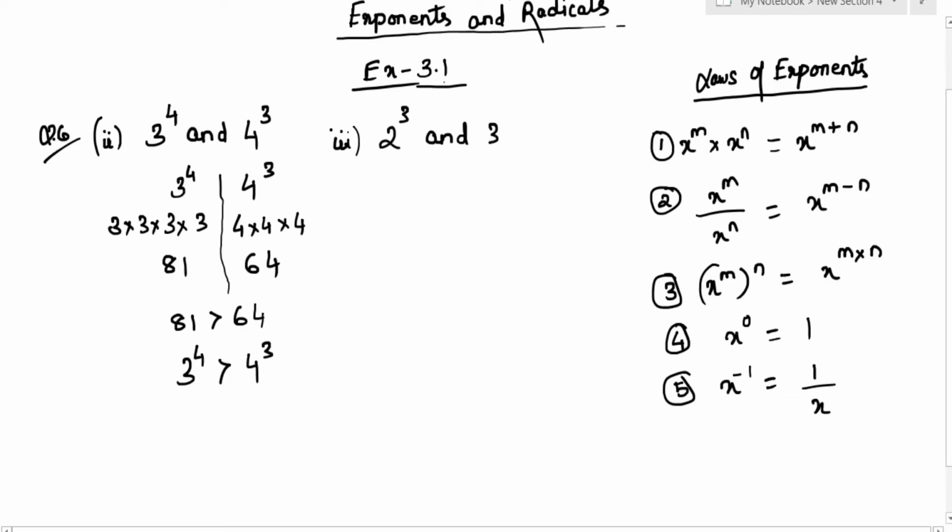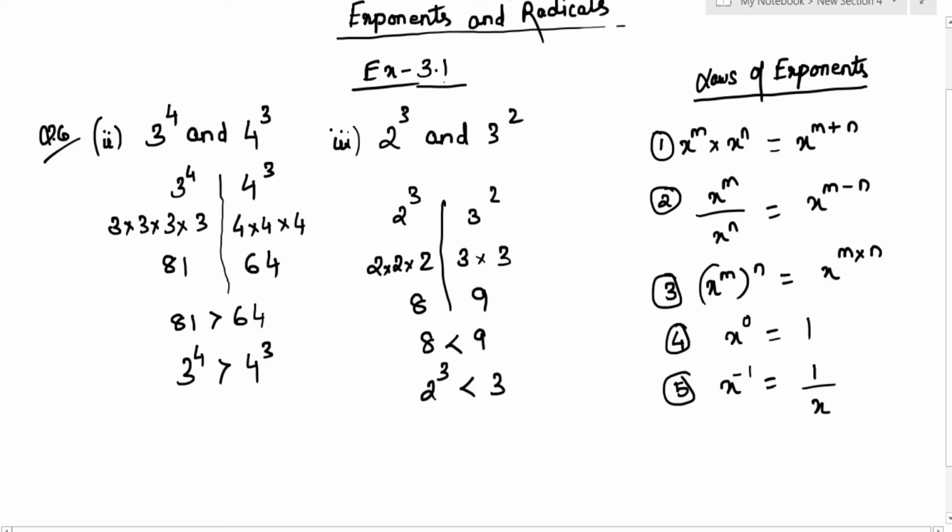Who is bigger? Again we'll calculate and we'll find it out. 2 to the power 3 and 3 to the power 2, that is 2 into 2 into 2. Here it is 3 into 3. So here it is 8, and here it is 9. So 8 is less than 9. So therefore we'll write down 2 to the power 3 is less than 3 to the power 2.